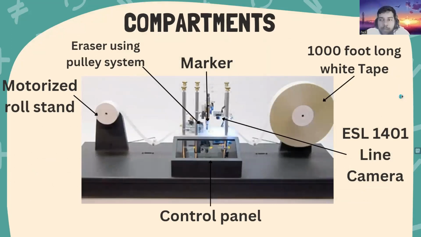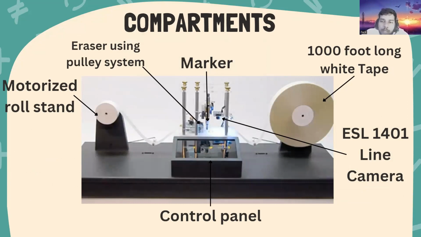So first, it has a 1,000-foot long white tape, which you can see on the right side. Next, it has an ESL 1401 line camera. This camera is capable of detecting the input that is written on the tape itself.